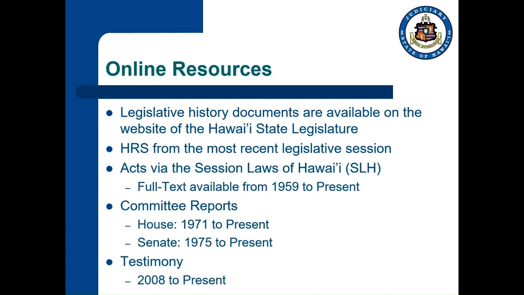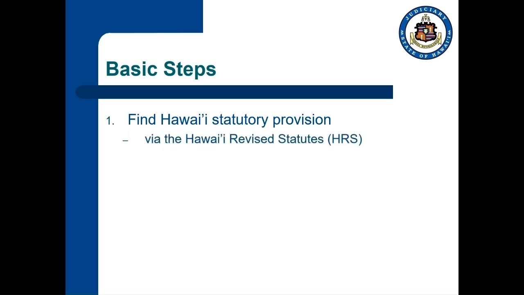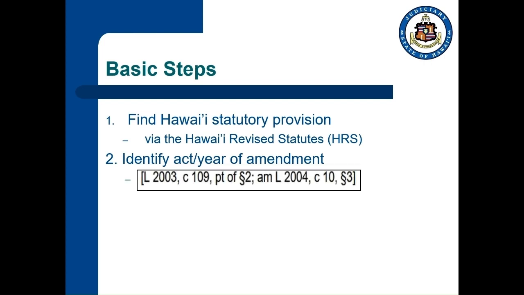So, now that we know what to look for and where to find it, let's return to our basic steps. First, you identify the specific Hawaii statutory provision that you're interested in and locate its full text via the Hawaii Revised Statutes. Once you've located the specific statute, the next step is to identify the act and legislative year or year of amendment the statute corresponds to. This can always be found in the text of the statute in the format shown here, denoting the legislative year the act was passed, the act number, and a section number within the act.